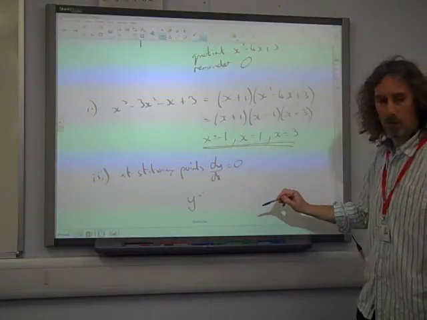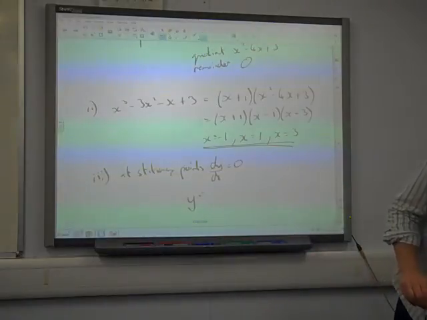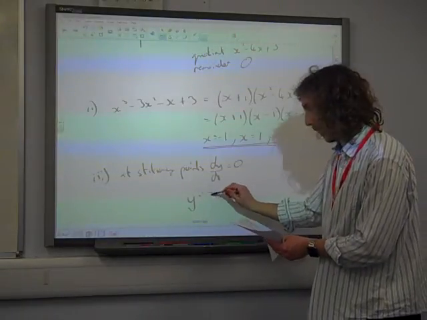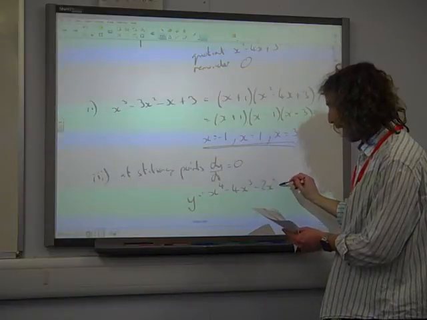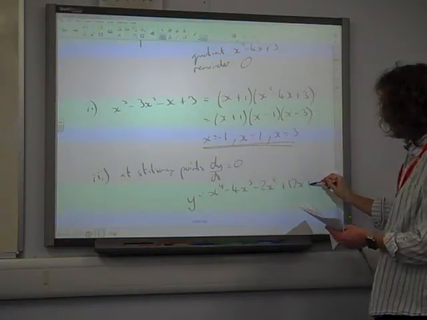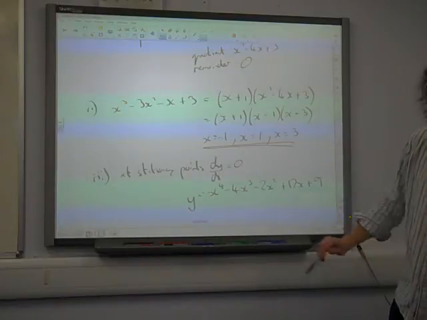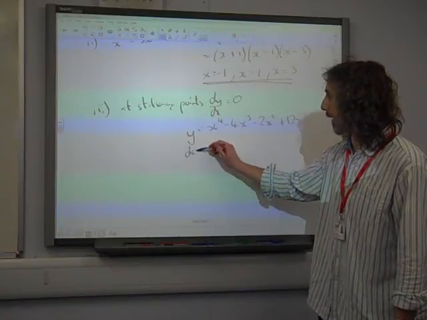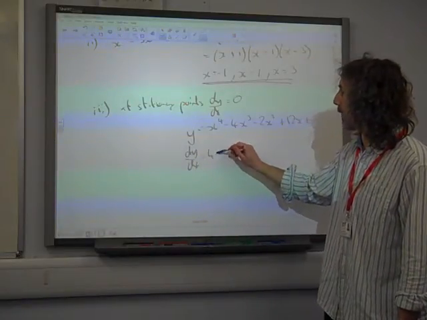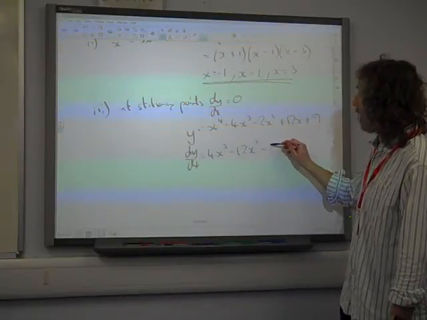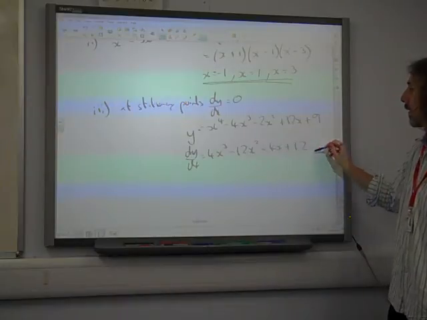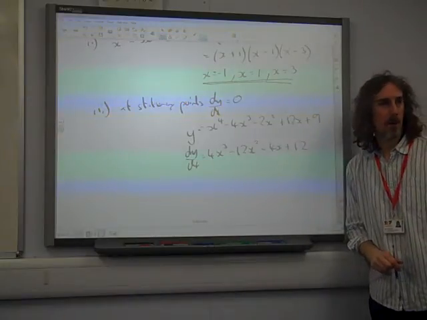We were starting with y equals, I'm just going to copy it from here because I don't want to scroll up, x to the 4 minus 4x cubed minus 2x squared plus 12x plus 9. So dy by dx for that curve is 4x cubed minus 12x squared minus 4x plus 12.